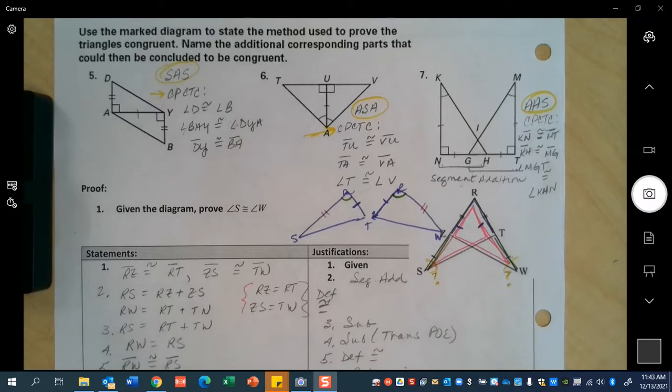It's like those congruent triangles are the key to get into the snack cabinet. Now you've got all the snacks. Now you can have all the goodies of what you want.